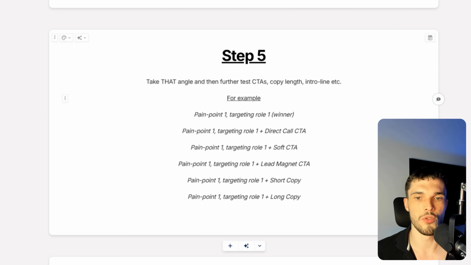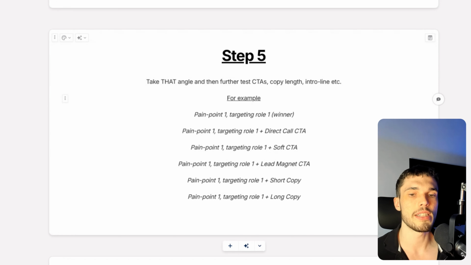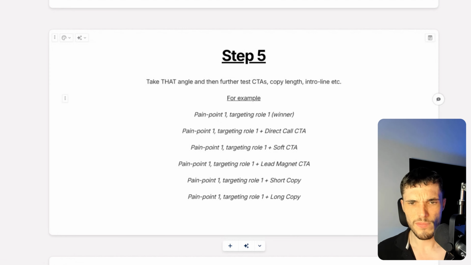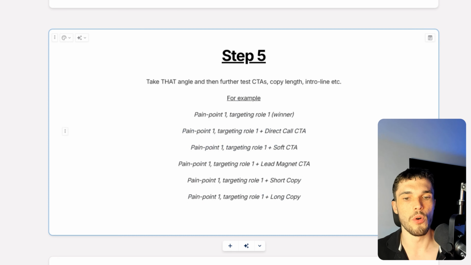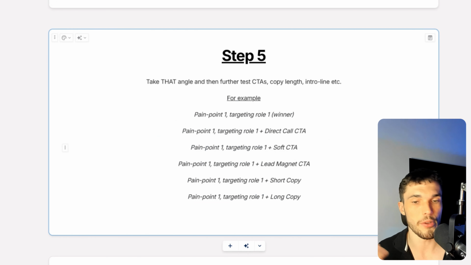Now, step 5 is to take the one angle that worked, and then you can test that angle further, right? So let's say we're really confident here with pain point one targeting role one, and so that's all the angles from now on testing here. And so now we can start testing a direct call to action, like actually pitching the call. We can also do a soft call to action, so we can basically say, "Are you interested? Is this worth exploring?" We can also do lead magnet CTA, short copy, long copy.